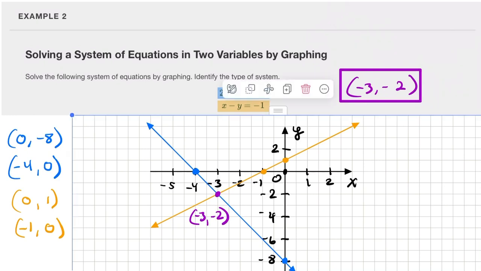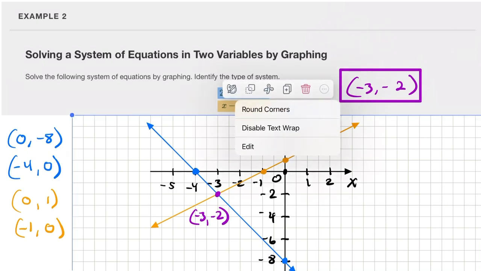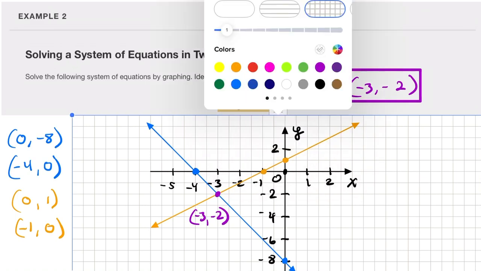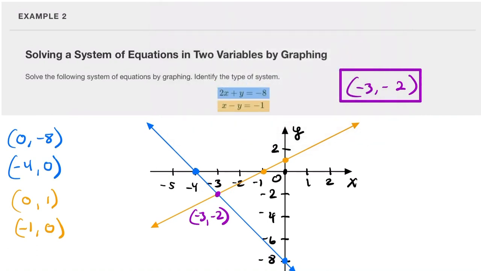Okay, let's just do a check real quick. So 2 times negative 3 plus negative 2, the question is, does that equal negative 8? That's going to be negative 6 minus 2. Does that equal negative 8? Negative 8 equals negative 8. So that checks out. And again, this is our check.